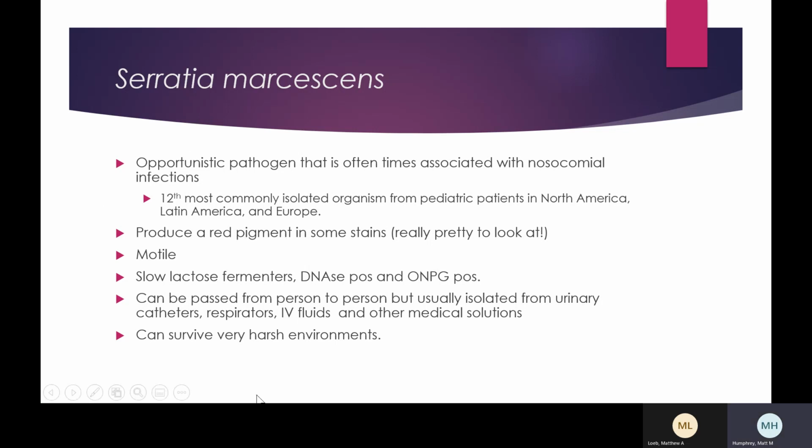And it can be passed from person to person, usually through urinary catheters, respirators, IV fluids, and other medical solutions, and it can survive harsh environments.